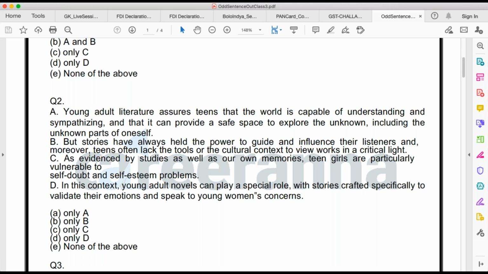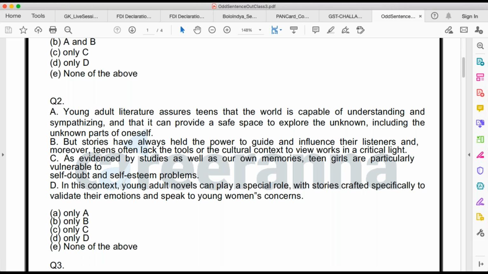Let's read sentence number C. As evidenced by studies as well as our own memories, teen girls are particularly vulnerable to self-doubt and self-esteem problems. Can I say, is sentence number C in any way talking about impact of literature, fiction, stories, novel, etc.? Or is it in any way talking about impact of anything on teen girls? It's just talking about vulnerability of teen girls. Even if sentence number C was talking about the impact of anything on teen girls, I would have still said that it is related in some way, but it's not talking about any impact also. It's talking about the vulnerability.